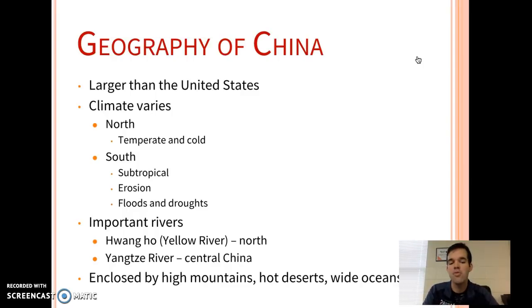Most of China is enclosed by three major things, three barriers, three borders that protect them from the rest of the world. You have high mountains, the Himalayas to the south being the most famous one. You have the hot deserts, and you have the wide oceans. All three of these would be used as positive effects for China: transportation, trade, travel, borders. But they would also be used to keep China isolated from the rest of the world, and would not really open them up to new ideas.